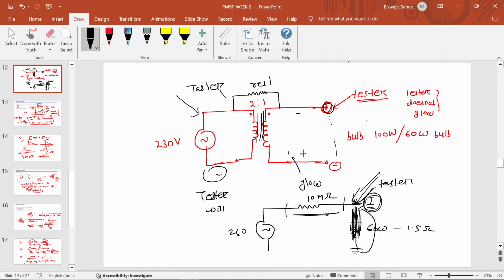The tester is glowing, but we have just tested it in the lab. Whenever there is no load, meaning open load, in that circuit the tester is glowing and the glow is visible to your eye. But when you connect a bulb of 160 watt, the tester is just dim. It is not visible to the open eye. The tester is not glowing at all. Okay, so I will discuss this at a later time.